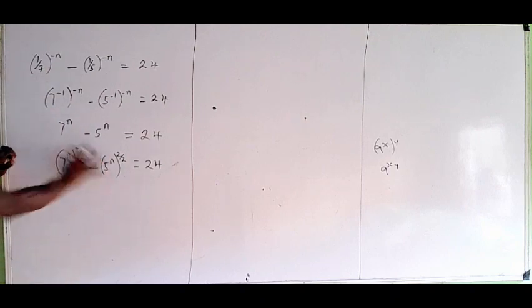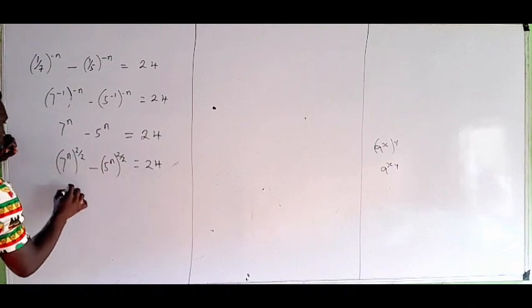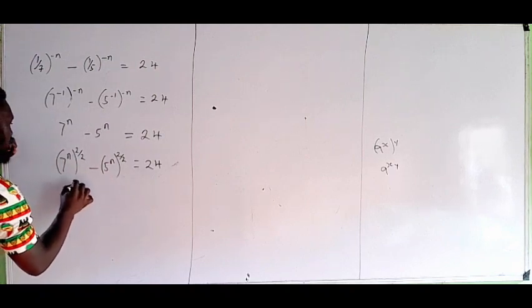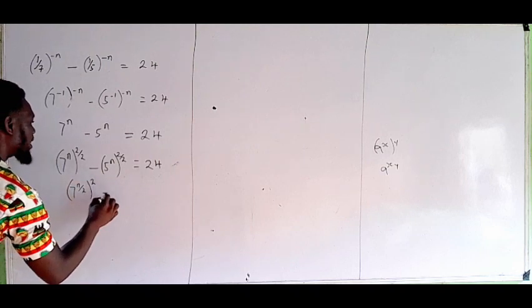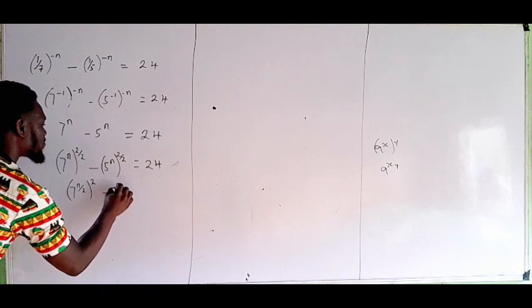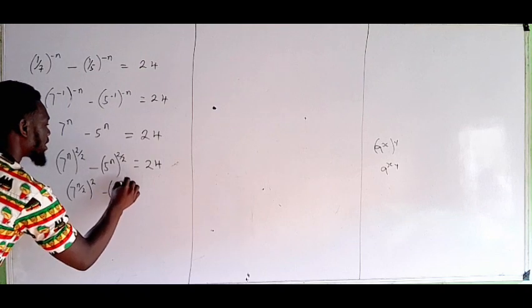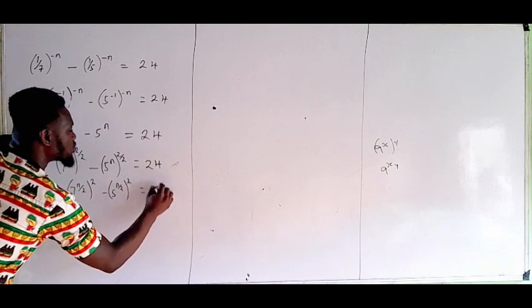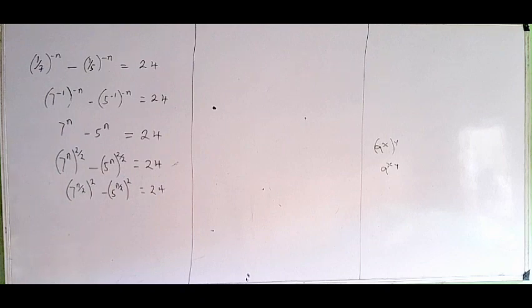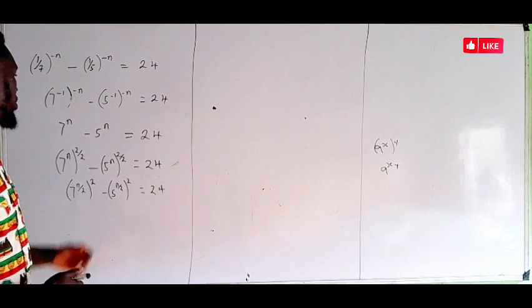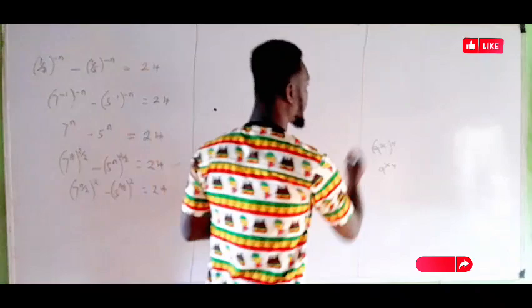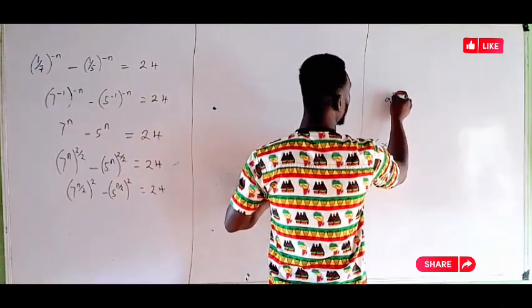Still, I want to alter this to 7 raised to power n over 2, all raised to power 2, minus 5 raised to power n over 2, all raised to power 2, equals 24. This is still the same thing; I've done nothing to it. But I want to apply a law here. We've heard of the difference of two squares before.